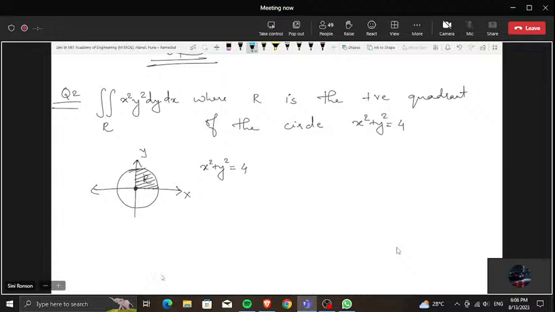Now help me to get the limits. If you want to integrate the function, what will be the limit of r? No, the limit of r is 0 to 2. Because if you find its polar equation, x squared plus y squared becomes r squared in polar form. So if r squared is 4, then r equals 2. So you can see, its polar equation is r equal to 2.